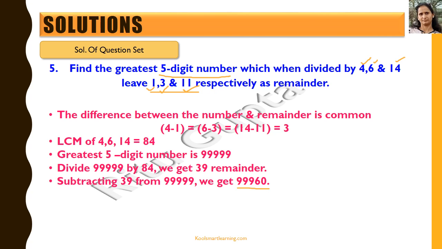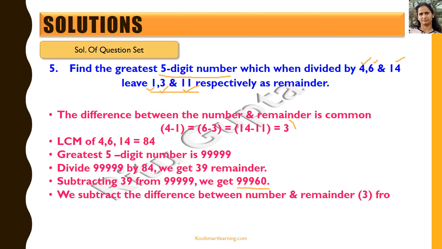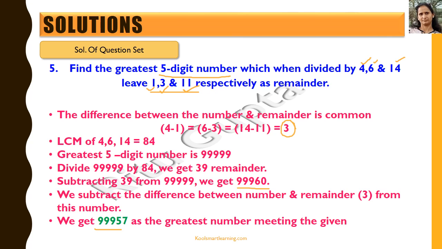Now we need to find out the greatest 5-digit number which will leave the given remainders also. So we will subtract this common difference 3 from the number 99960, and we get 99957 as the greatest 5-digit number meeting the given criteria.